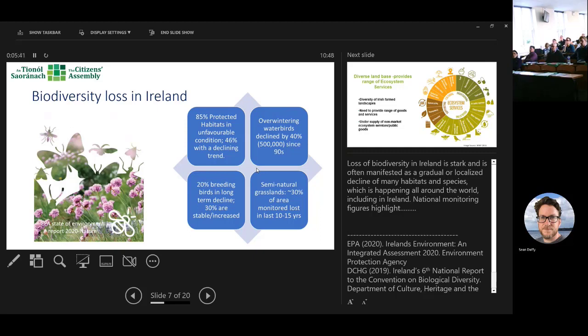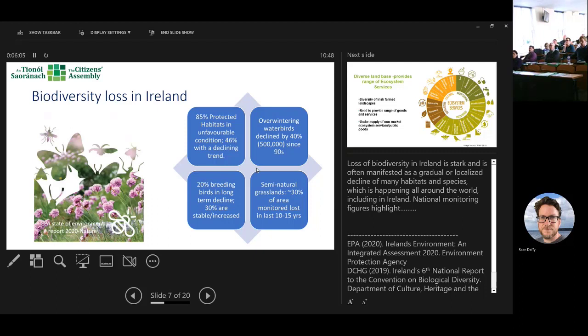Under the monitoring for Natura 2000, 85% of the protected habitats that are monitored are in unfavourable condition. So they're not meeting their conditions in terms of what is expressed in the Birds and Habitats Directive, for example. And what's worse, they're not even stabilised. The ones that are in bad condition and the ones that are in moderate condition show a continual decline, about 46% of the habitats that are monitored.